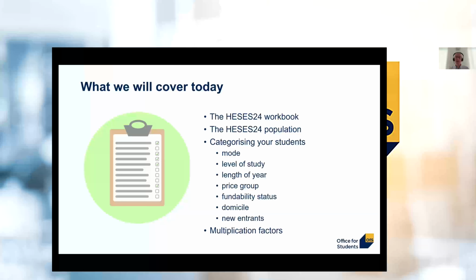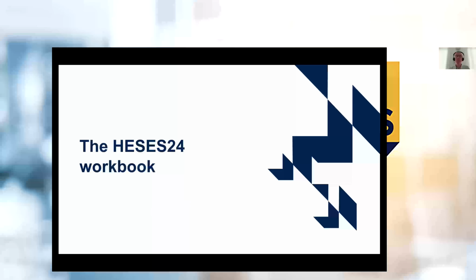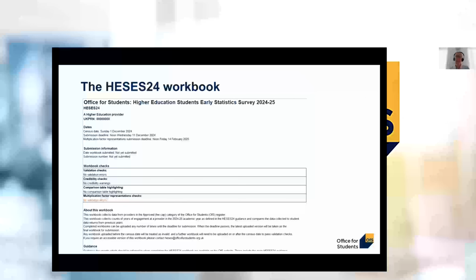So let's start by looking at the first of these, the HESES24 workbook. This is where all the numbers go. And just so we know what we're talking about here, this is the information sheet in the workbook itself. It's the first sheet. What you will see there will be customized for each separate provider. We'll look at some of the other sheets as we go today, but first, let's ask a question.